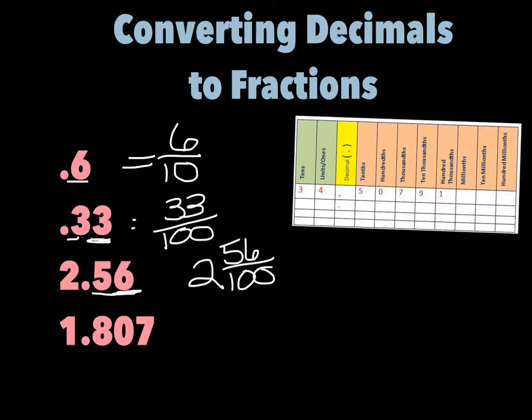So this last one, I have a whole number again, so a whole 1. This is the tenths, hundredths, so the last place is in the thousandths. So I have 807 thousandths. And that is changing decimals to fractions.